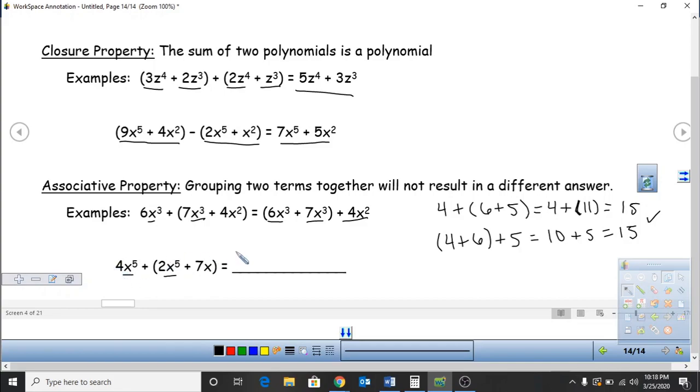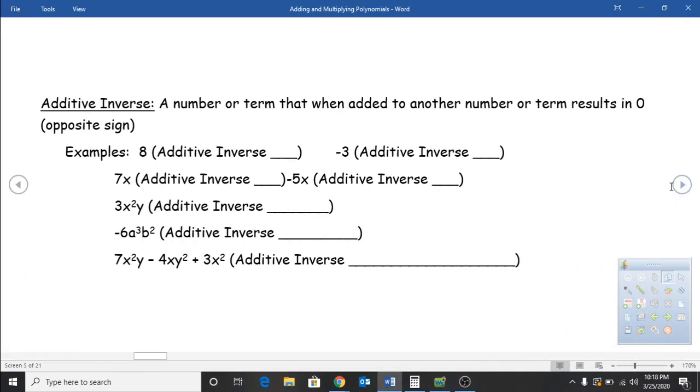So instead of adding 2x to the power of 5 plus 7x first, what I'm going to do is add this 4x to the power of 5 to this 2x to the power of 5 first, and then add the 7x at the end. And I'm allowed to do this because I'm following the associative property. I'm not changing the values of anything. And since this is addition, all I'm saying is I want to add this first and then add the 7x at the end. All right.